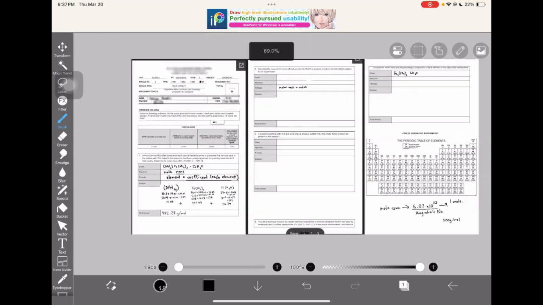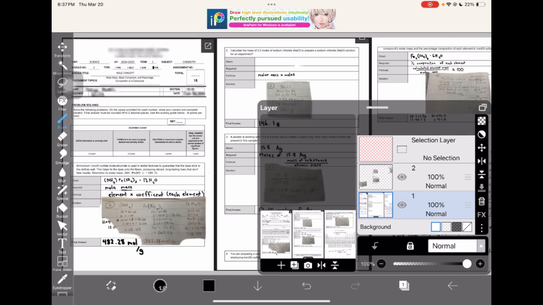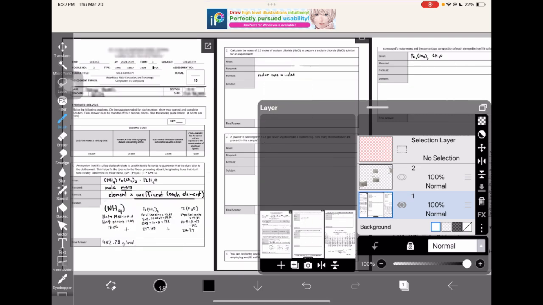Very nice, very nice. This is definitely one of the most complex ones. Let me just make sure with my answer key, yep, that is correct. Okay, let's continue.